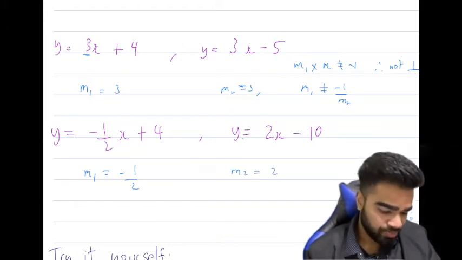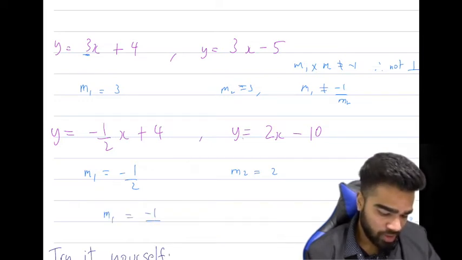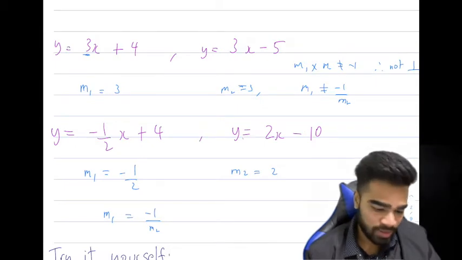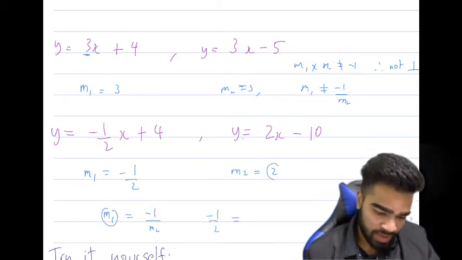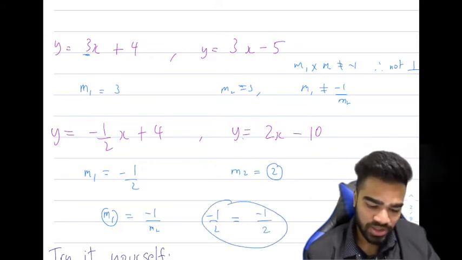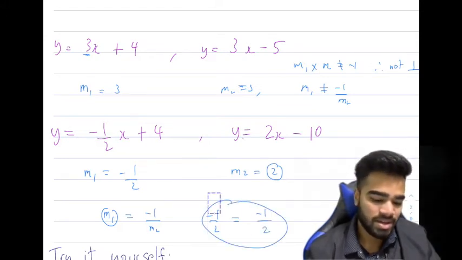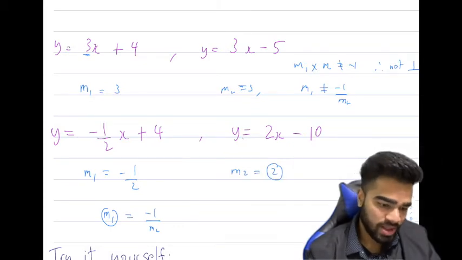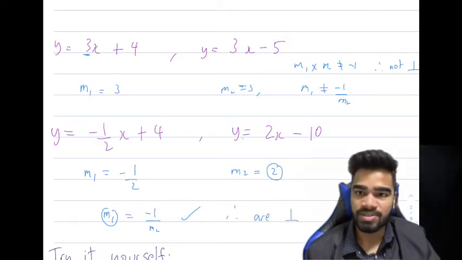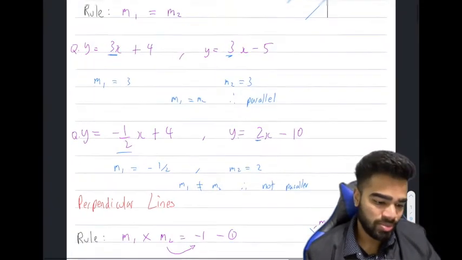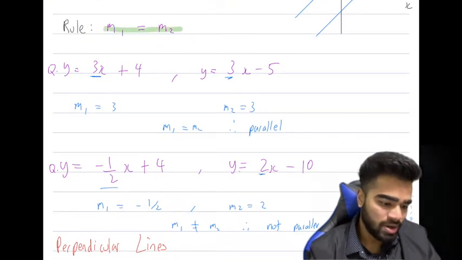Is m1 the same as negative 1 over m2? Let's look. m1 over here is negative half. Is that the same as negative 1 over m2, which is negative 1 over 2? Obviously you can see it's the same. So if it's the same, then this rule checks out. Therefore, these two are perpendicular. It's as simple as that. So remember the 2 rules you need to memorize. For parallel lines, m1 is equal to m2.